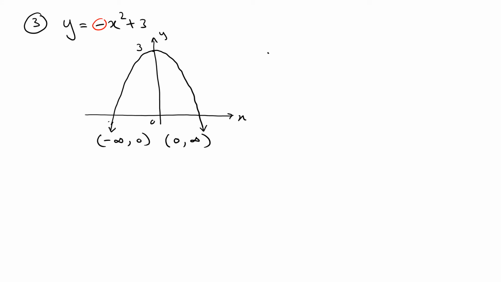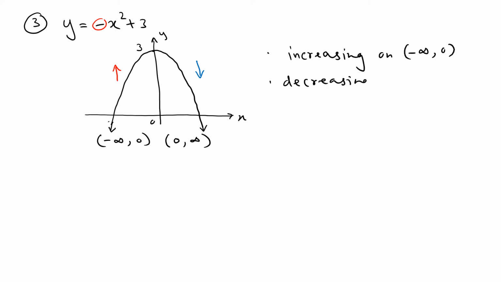In the interval going from negative infinity to 0, the function increases, and in the interval from 0 to infinity, the function decreases. So we can say increasing on the interval negative infinity to 0, and then decreasing on the interval 0 to infinity. Okay, so it's very clear.